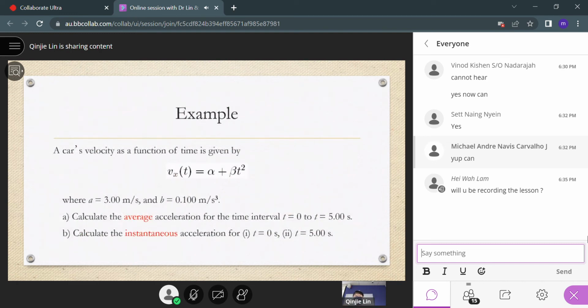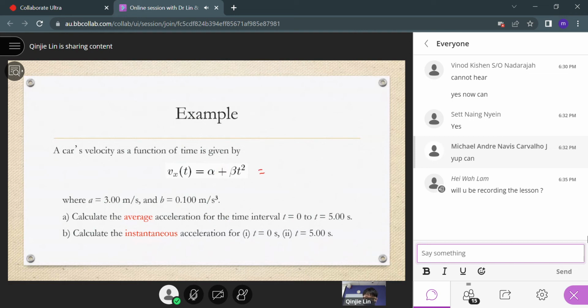Okay, now that we know how they're related, let's look at one example. A car's velocity as a function of time is given by this expression, v equals to something, then there's t also. Okay, then in this question, they already tell you the alpha is 3 and the beta is 0.1. So this is already a known value. So these are not unknown.